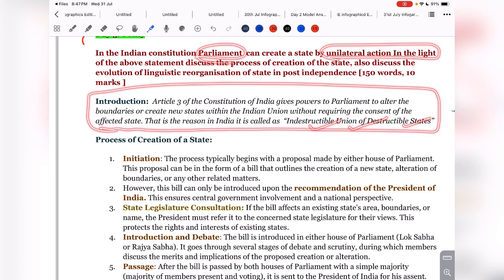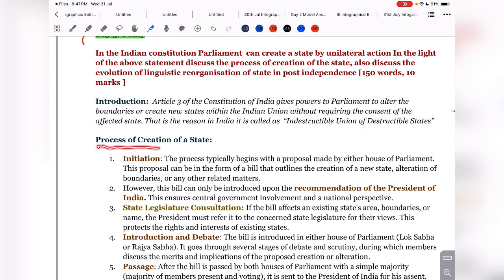Then in the first part of your answer you need to discuss the process of creation of the state, that is, the process to create a new state. Here we have to discuss it in a one-by-one sequence. Initially, the process typically begins with a proposal made by either house of the Parliament.